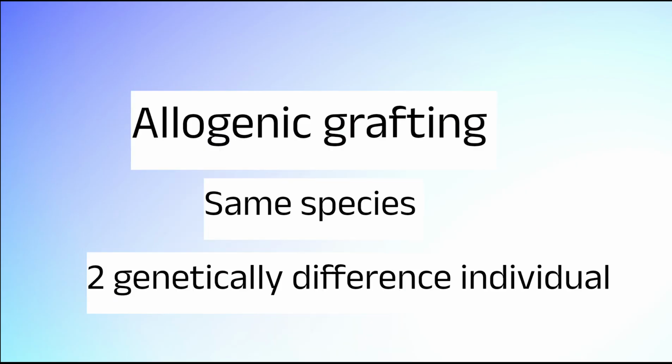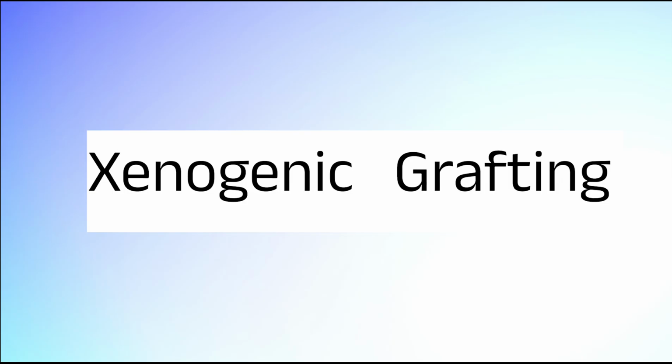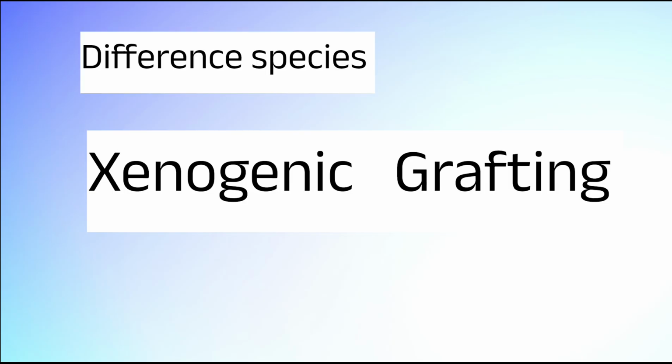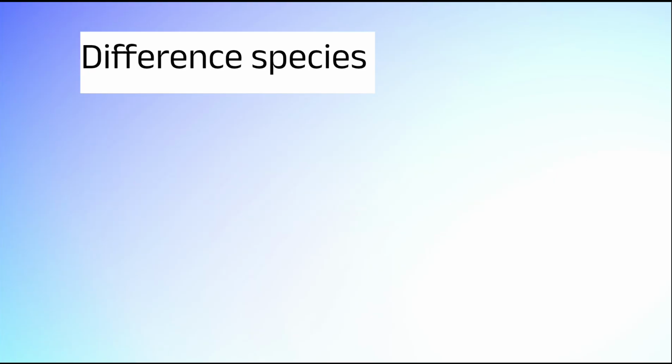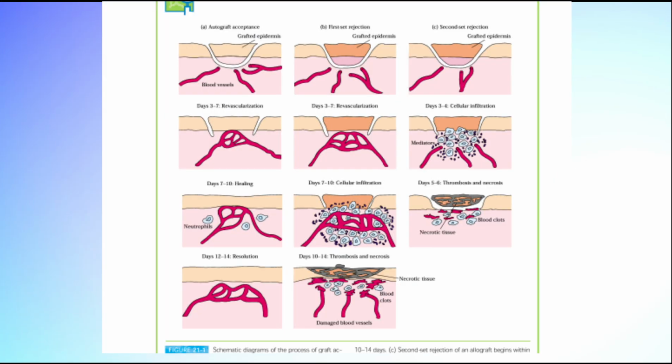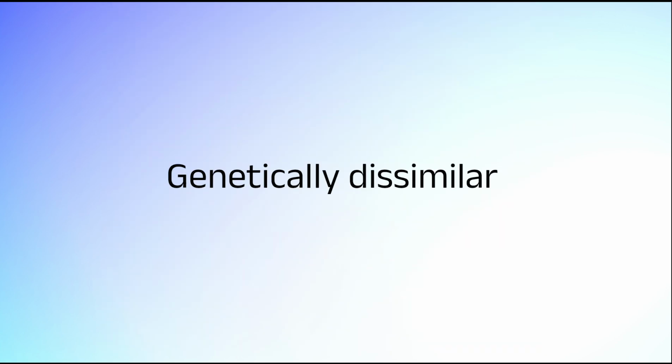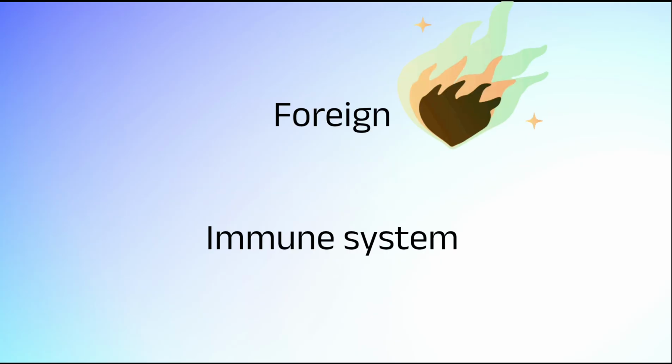Then allogenic grafting is a graft transplanted between two genetically different individuals of the same species. And xenogenic grafting is a graft transplanted between individuals of different species. Autogenic and syngeneic grafts are usually accepted owing to the genetic identity between donor and recipient. An allograft is genetically dissimilar to the host and therefore expresses unique antigens, so it is often recognized as foreign by the immune system and is therefore rejected.